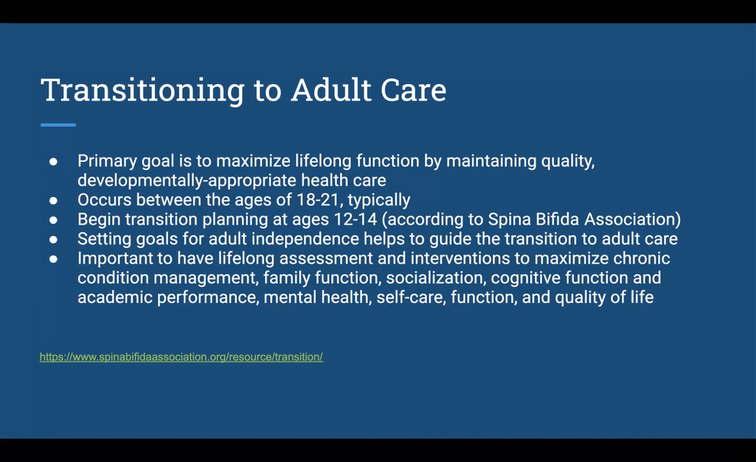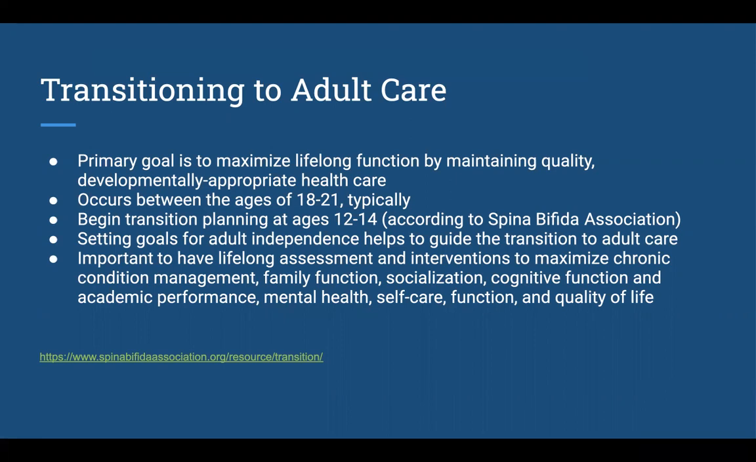So the transition to adult care typically happens between the ages of 18 to 21, but we can start planning for this transition as early as age 12. That's according to the Spina Bifida Association. So it might be different from person to person based on what the goals are of your healthcare team. Setting goals for adult independence helps to guide the transition to adult care.